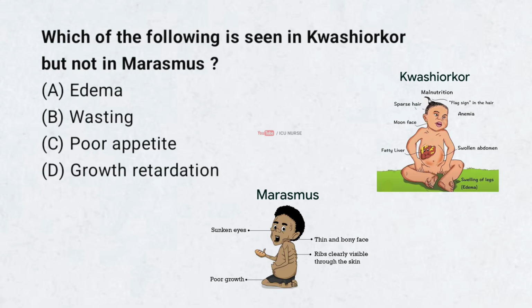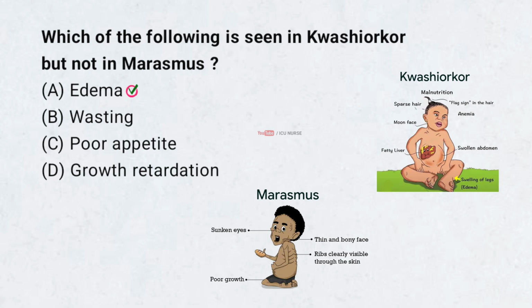Which of the following is seen in Kwashiorkor but not in marasmus? A. Edema, B. Wasting, C. Poor appetite, D. Growth retardation. Correct answer A. Edema.